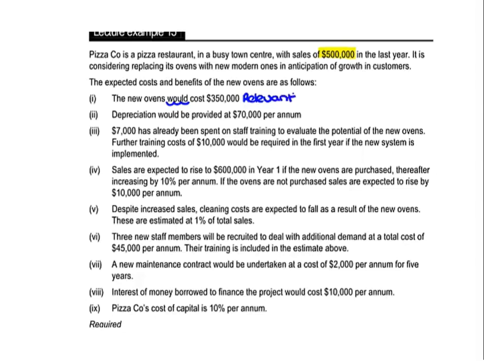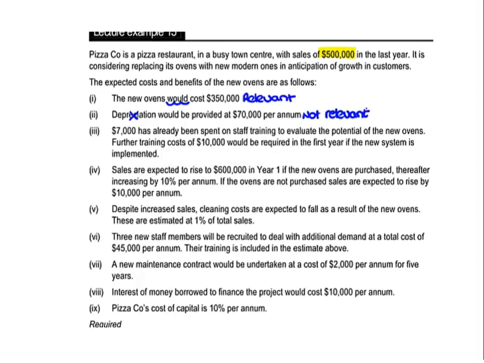The next item on the list is depreciation, which is the next requirement. So will the depreciation be included? Well, hopefully the minute you see the word depreciation, you know that it's not relevant because it is not a cash flow, it's an accounting estimate.